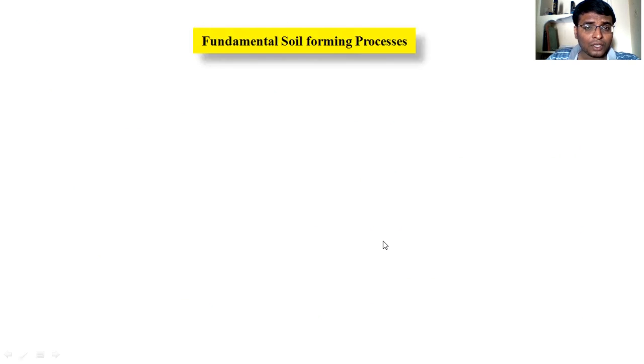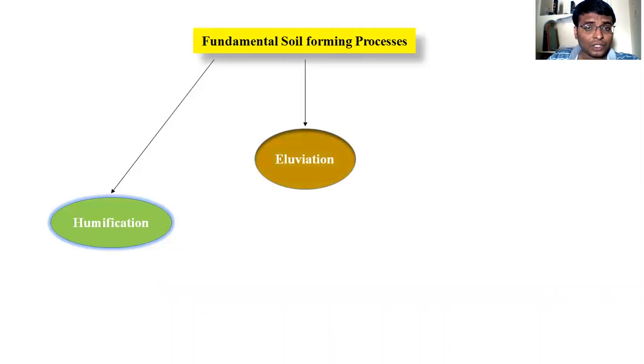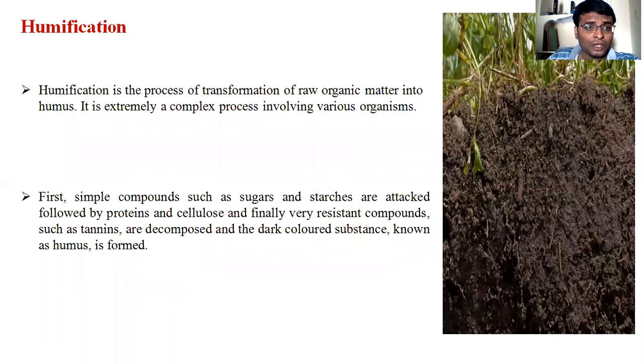Overall, students, there are two types of soil forming processes or soil pedogenic processes. Very first, fundamental soil forming processes. In that, humification is the first fundamental soil forming process, next is eluviation, the second important soil forming process, and finally illuviation, that is also a fundamental soil forming process. So these three are the important fundamental soil forming processes. So very first we will discuss humification.